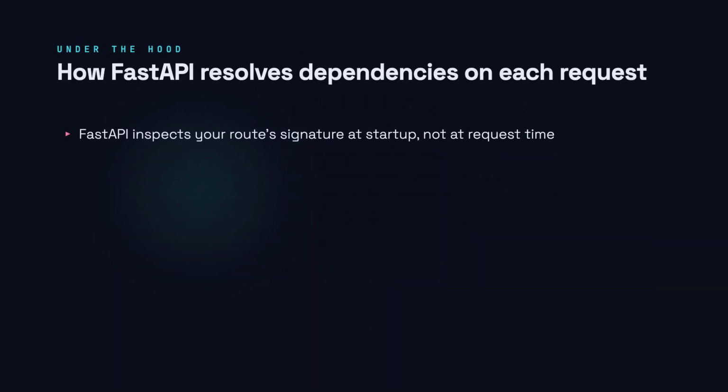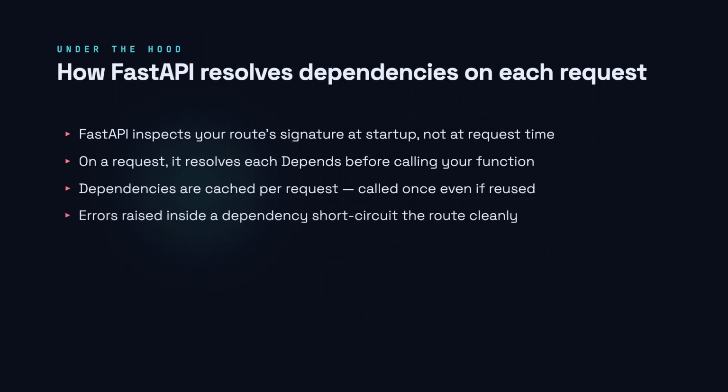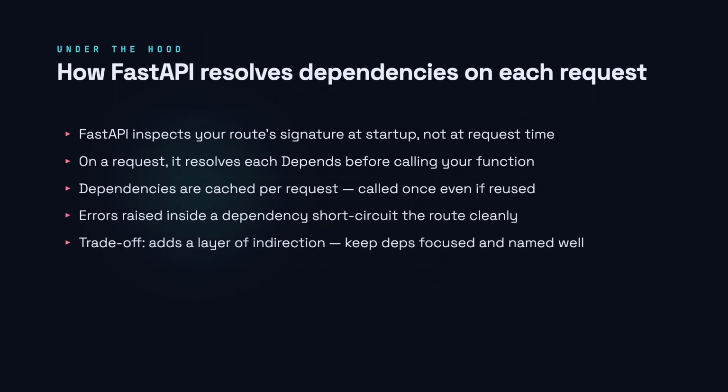When your app starts, FastAPI reads the signatures of all your route functions and builds a dependency graph. When a real request comes in, FastAPI walks that graph, resolves each dependency from the outermost layer inward, and only then calls your route function with everything already prepared. Importantly, if the same dependency appears more than once in a request graph, FastAPI calls it only once and reuses the result, that is the per-request cache. If a dependency raises an HTTP exception, FastAPI returns the error response immediately, and your route function never runs.